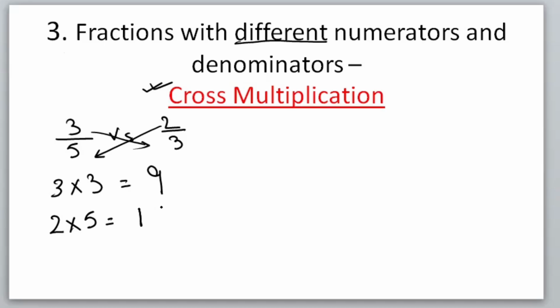It will be 10. Now we will compare which digit is greater. And 10 is greater than 9. It means the 2 multiplied by 5 is 10. It means 2 over 3 is greater than 3 over 5.